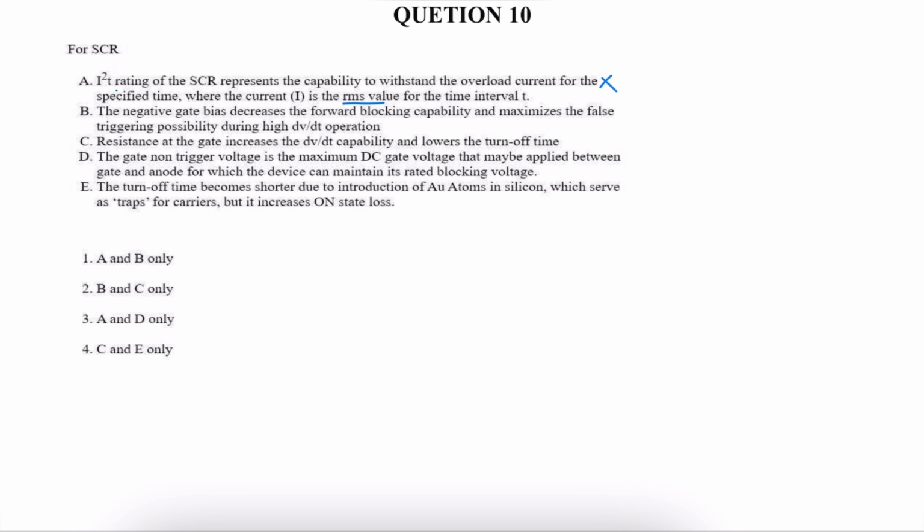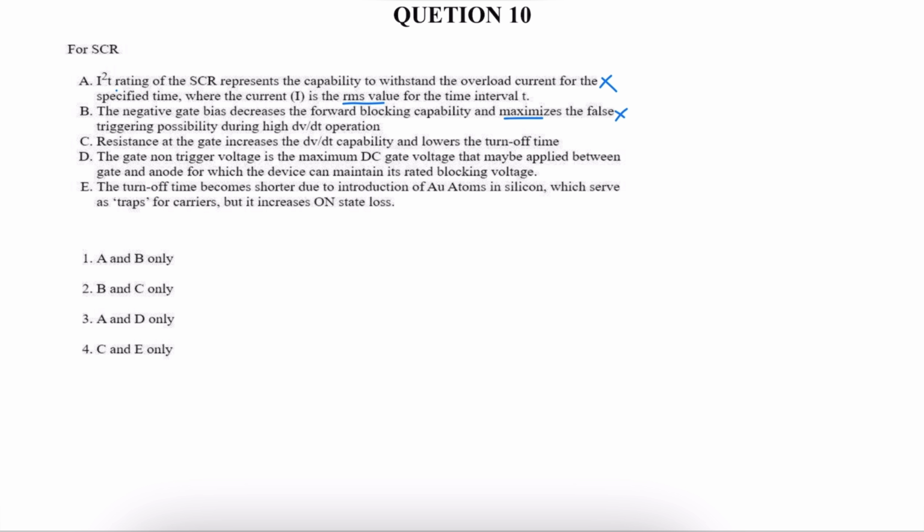Next statement B. The negative gate bias decreases the forward blocking capability and minimizes the false triggering possibility during high dV by dt operation. Statement B is incorrect.